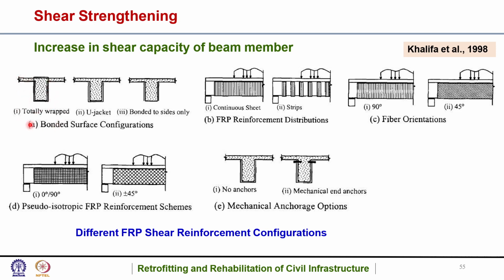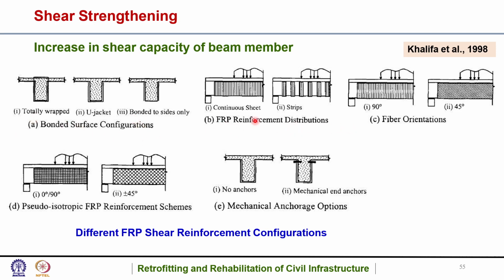So the wrapping is a complete rectangle, so it is totally wrapped. If it is only a U shape, it is a U jacket, and if it is only bonded to the sides, it is bonded to sides only. So this is the bonded surface configuration.